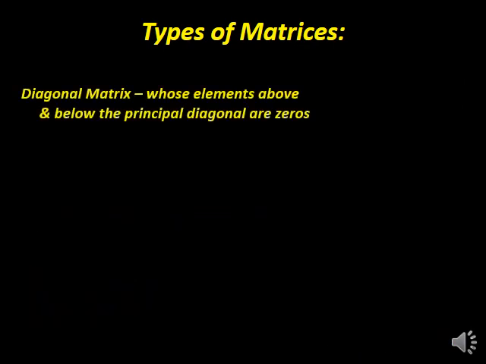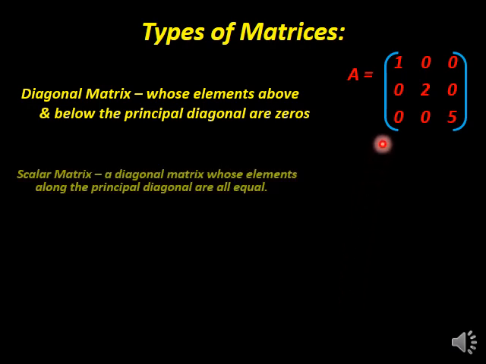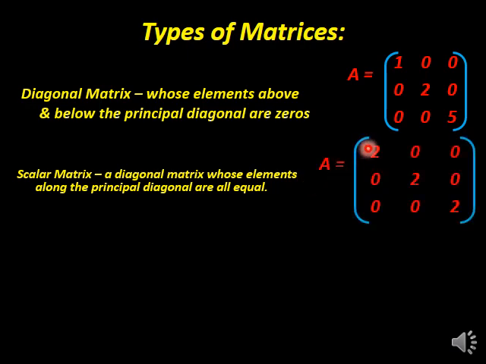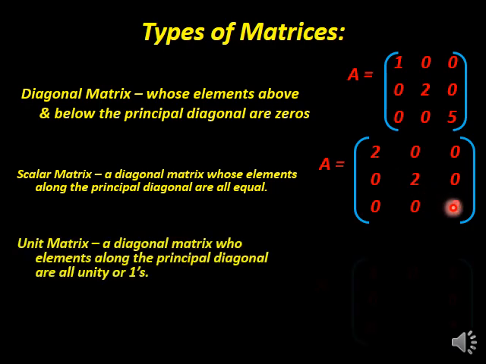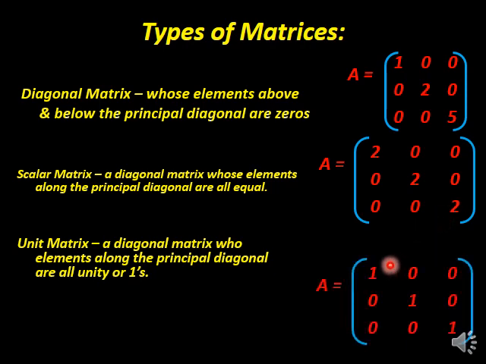Diagonal matrix whose elements above and below the principal diagonal are zeros, such as this one. Scalar matrix. This is a diagonal matrix whose elements along the principal diagonal are all equal. Now, as you can see, all of the numbers except those on the diagonal are zeros, meaning this is diagonal matrix. But these elements are all equal, meaning this is scalar matrix. A unit matrix is a scalar matrix whose elements on the diagonal are all one. We also have null matrix. All elements are zero.